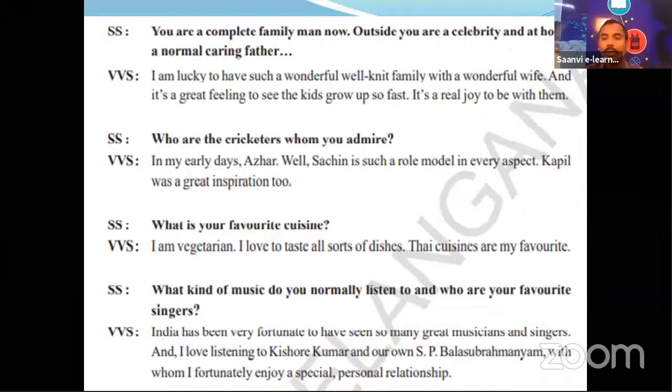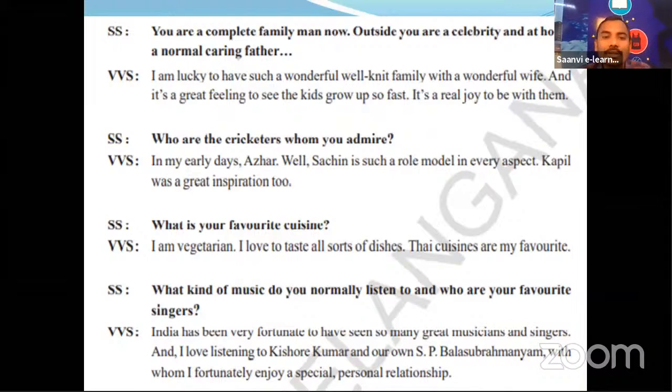When you go outside, there may be a lot of crowd surrounding you. But at home, you are just a normal caring father. Caring father means that VVS Lakshman takes a lot of care of his children. "I am lucky to have such a wonderful, well-knit family with a wonderful wife." Then VVS Lakshman says that he was very lucky to have such a well-constructed family with a wonderful wife. Why has he written like that? He has a wonderful wife. It means his wife always used to support him.